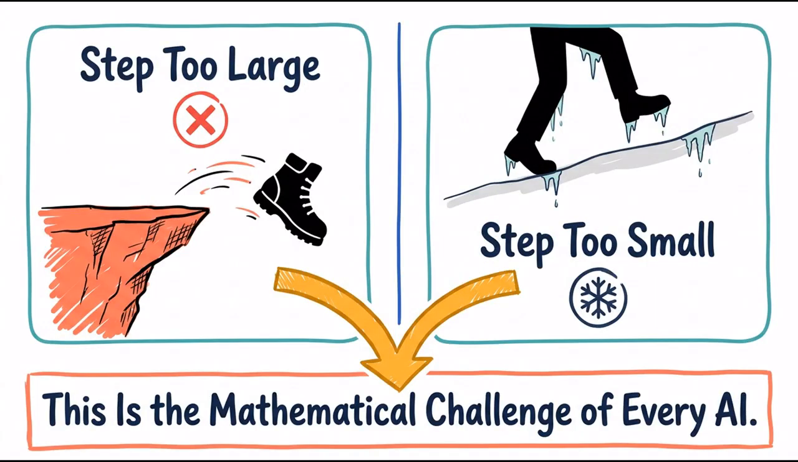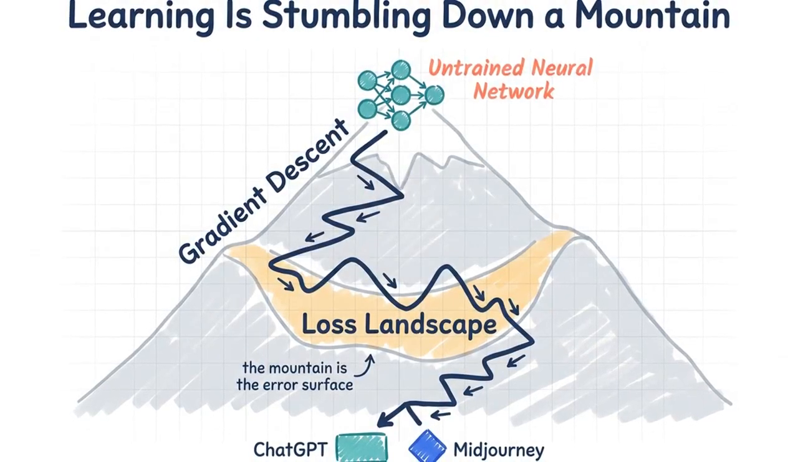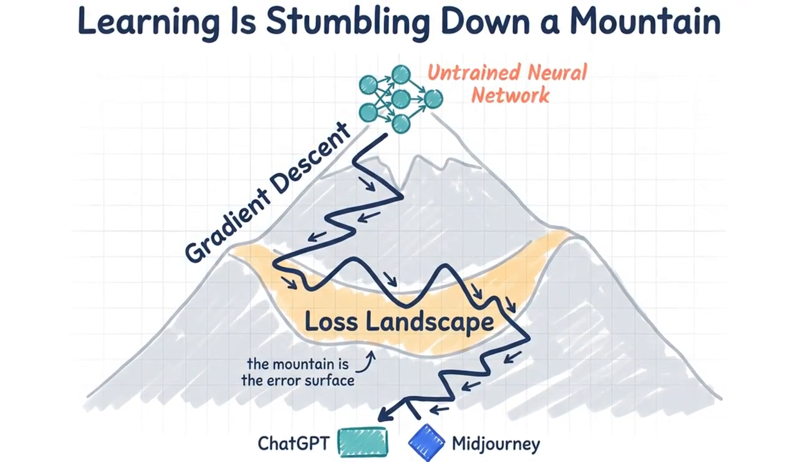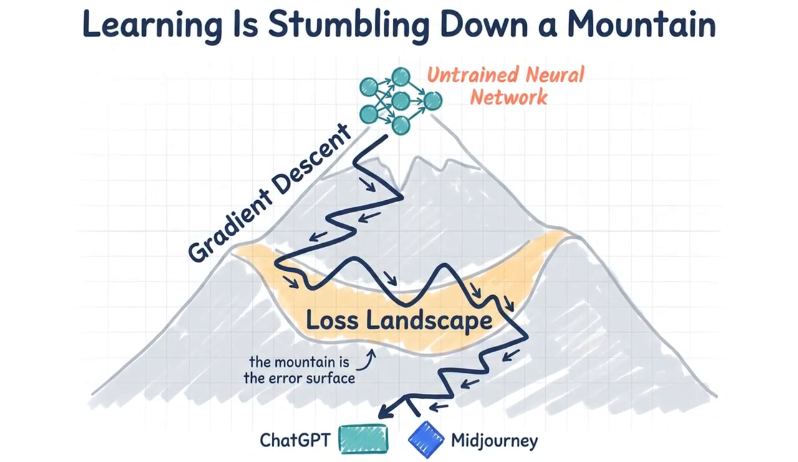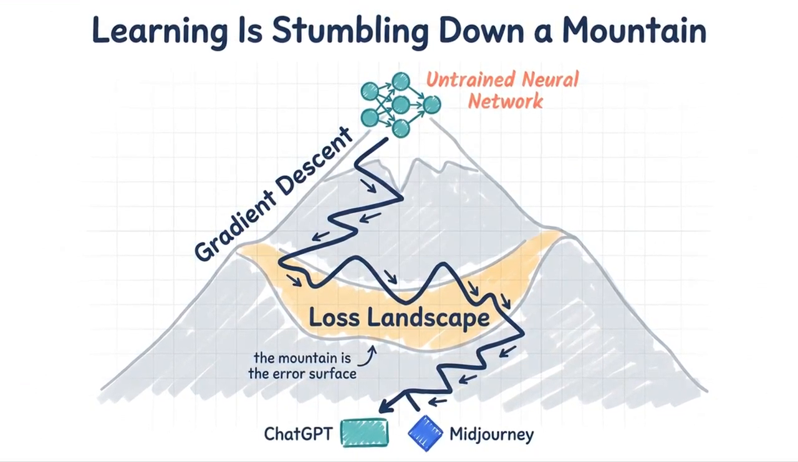This blind search is the exact mathematical challenge that every modern artificial intelligence faces. When a neural network learns, it is not thinking, it is stumbling down a mountain in the dark. This mountain is the loss landscape, and the search method is gradient descent. Understanding this reveals how models like ChatGPT or Midjourney learn anything at all.